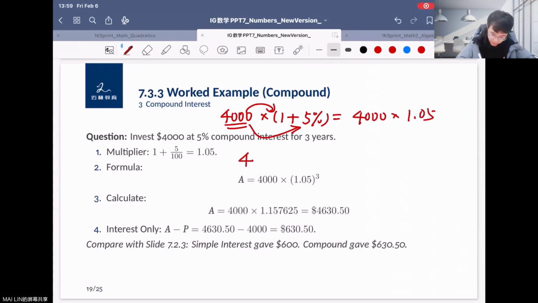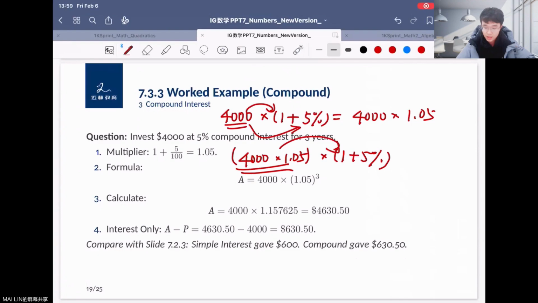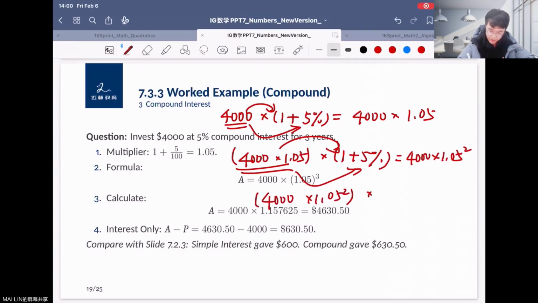In the second year, your base money is the 4,000 times 1.05 you gained after 1 year, and then you times 1 plus 5% again. So after 2 years, it's 4,000 times 1.05 squared. In the third year, it's 4,000 times 1.05 squared, and then also times 1 plus 5%. So you gain 4,000 times 1.05 cubed. That is the total amount.